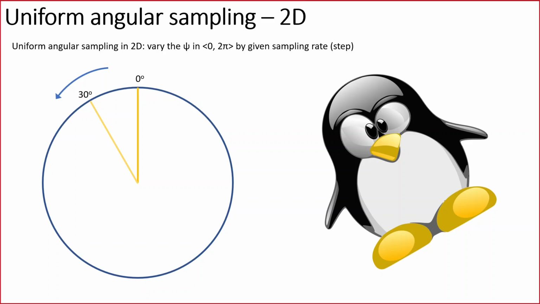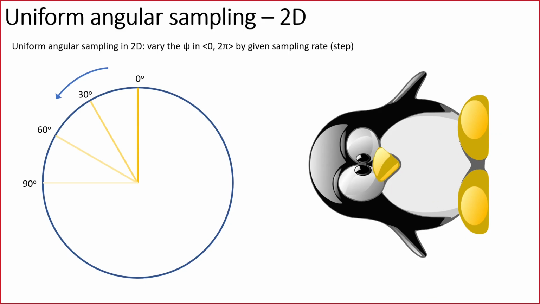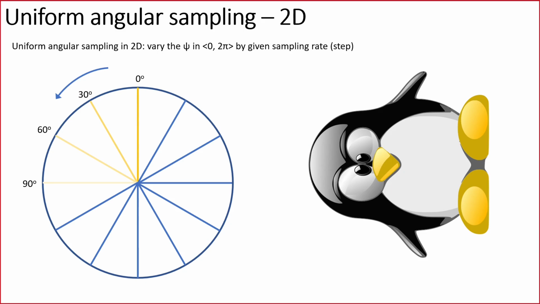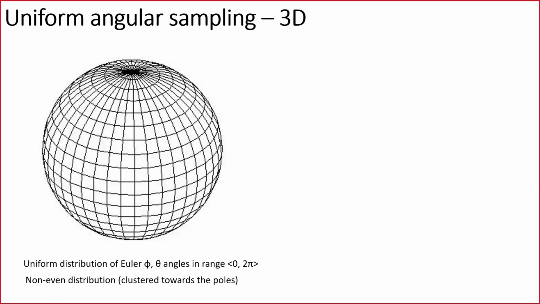And if we want to make a uniform angular sampling, that means that we want to rotate our penguin by every 30 degrees. We can go all over the circle, and we will see that this was pretty easy. We are just incrementing the rotation angle by 30 degrees, and we get back to 0. So we have all the orientations at the sampling rate of 30 in the range of 0 to 2 pi radians, or 0 to 360 degrees. So in 2D, this is not a problem.